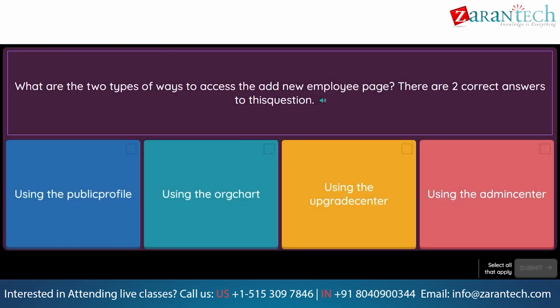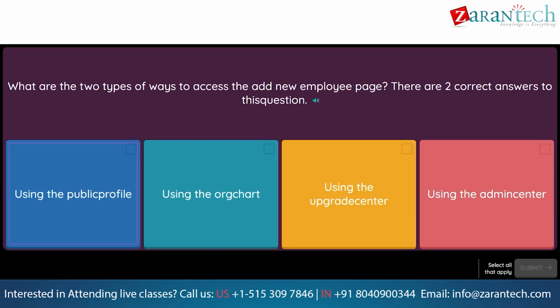Question: What are the 2 types of ways to access the Add New Employee page? There are 2 correct answers to this question. Option 1, using the public profile. Option 2, using the org chart. Option 3, using the Upgrade Center. Option 4, using the Admin Center.